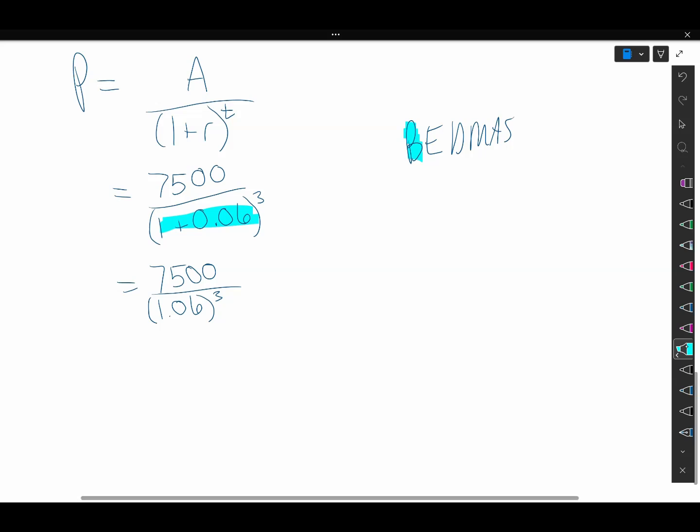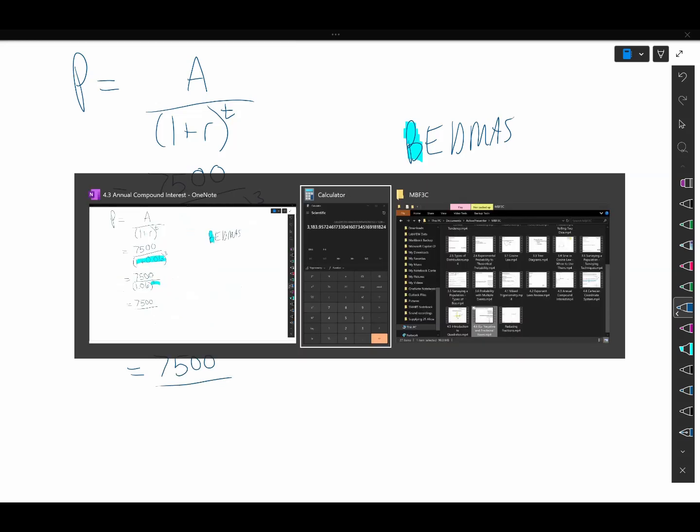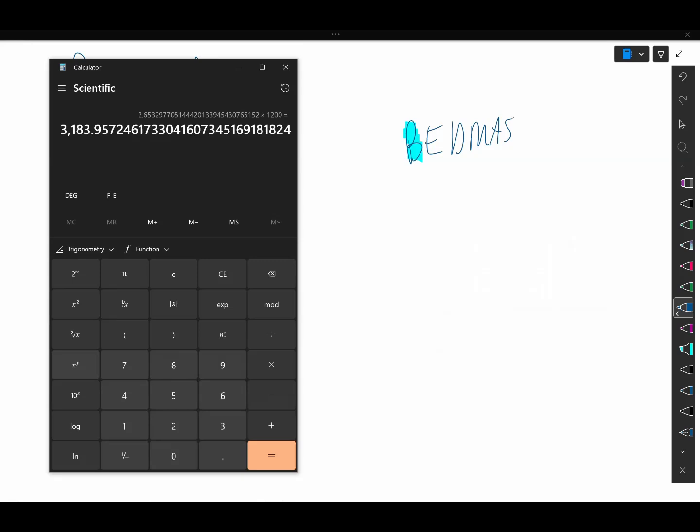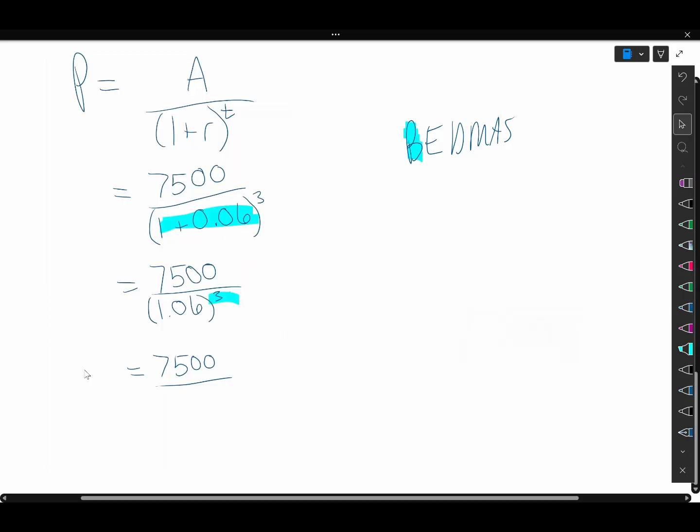Great. I've handled my B, my brackets. Now I'm working with my exponents. Do I have an exponent? Absolutely, it's that 3. I work with my exponent. That's 7,500 divided by 1.06 to the power of 3. I can throw that into my calculator. 1.06 to the power of, we practiced this button before, to the exponent 3. I'm working with 1.191.